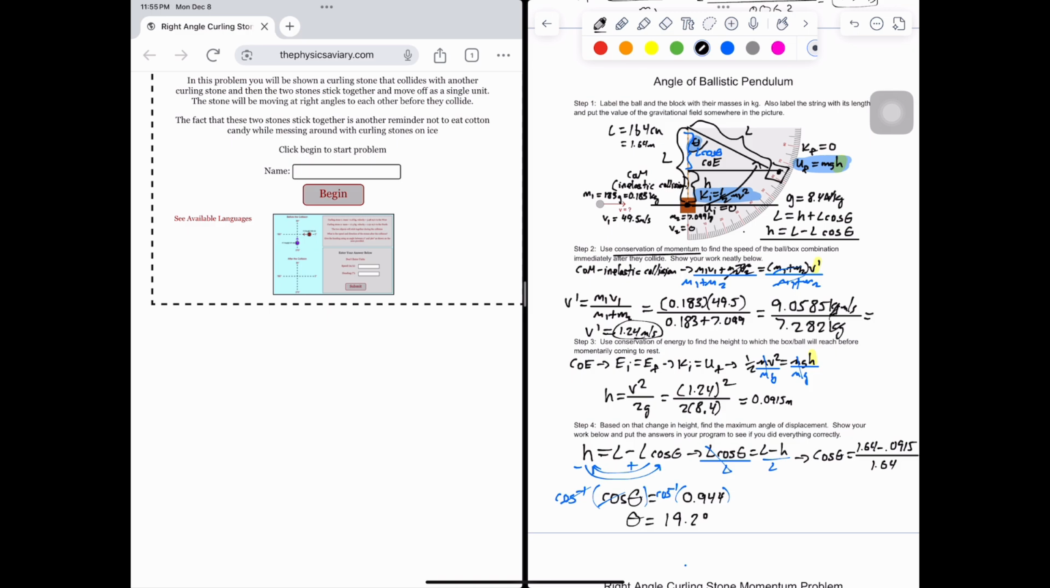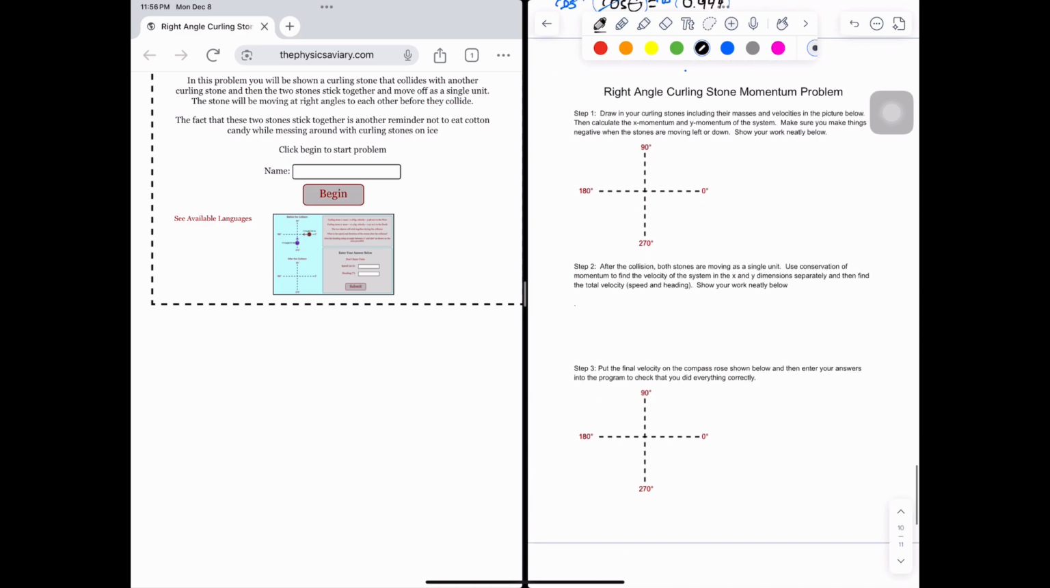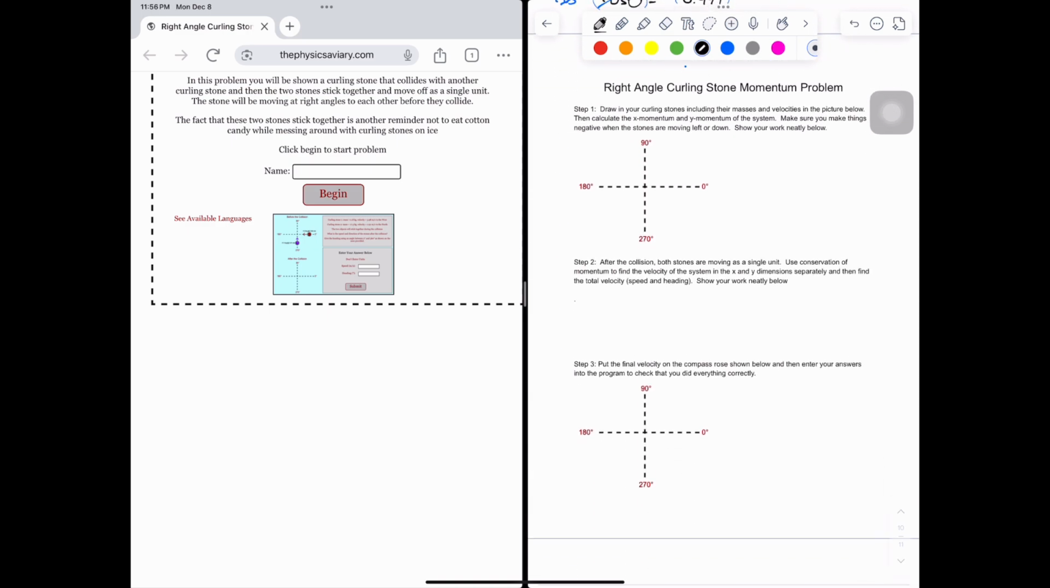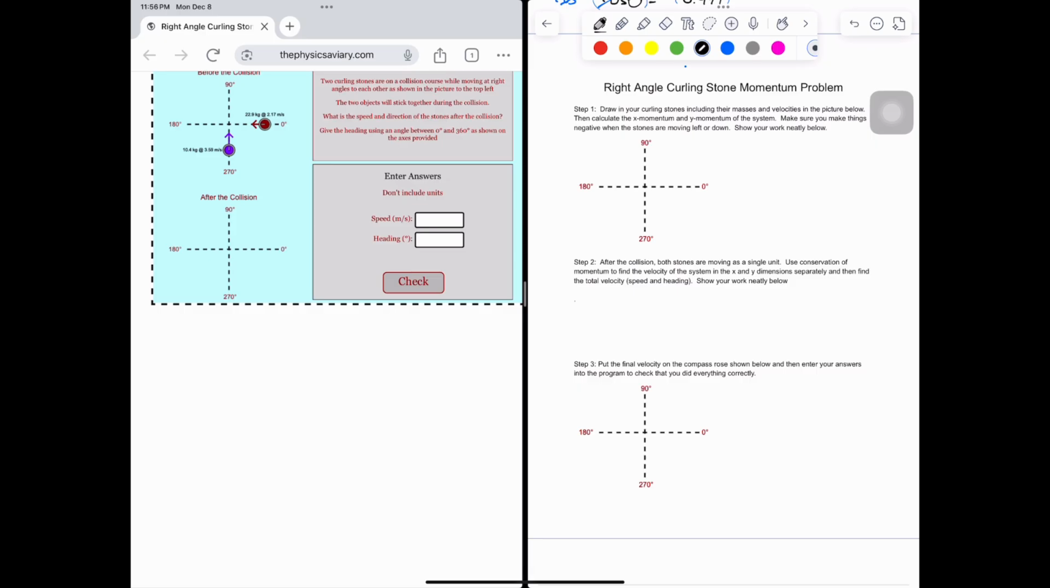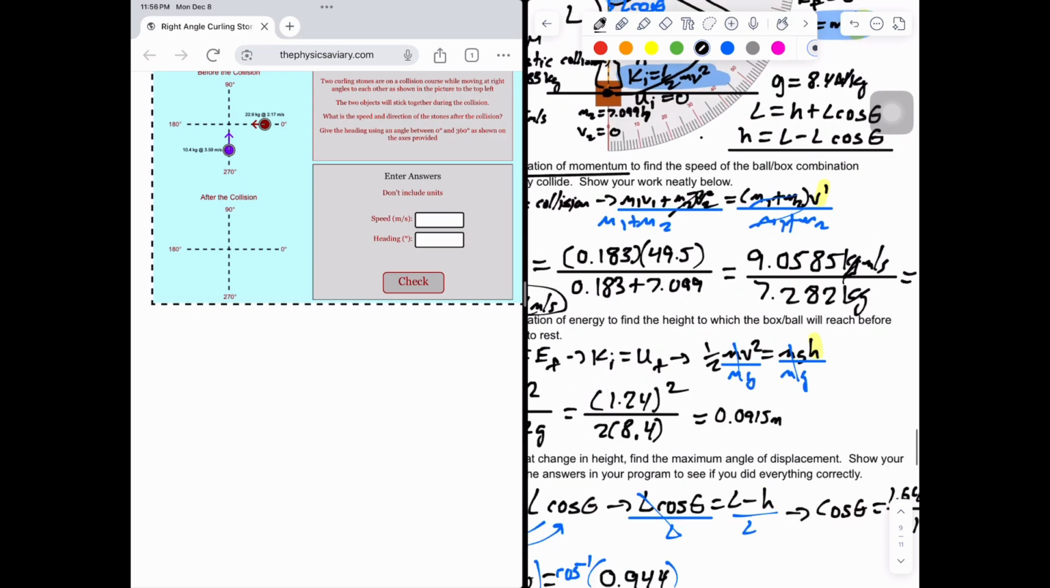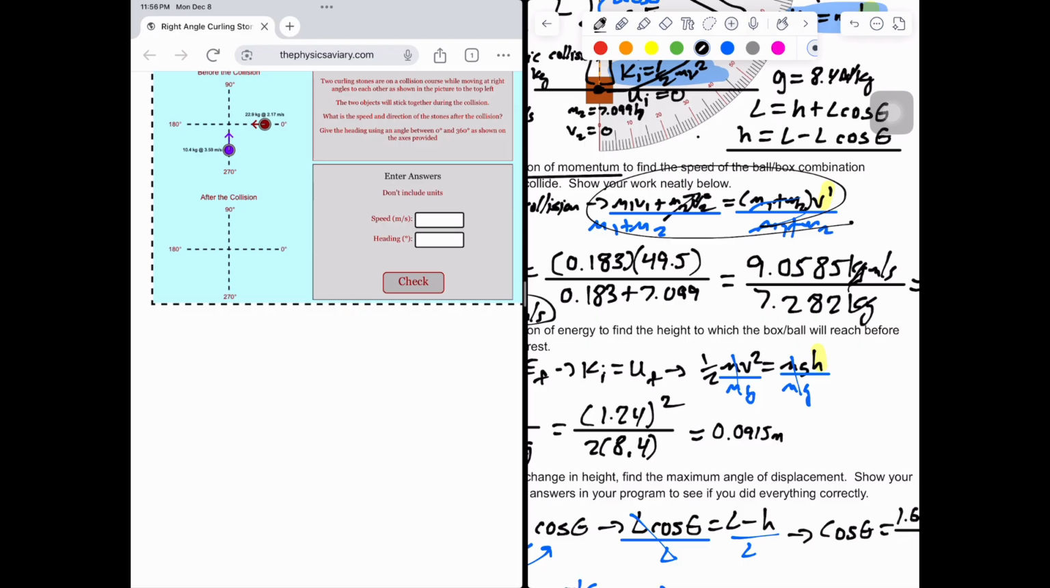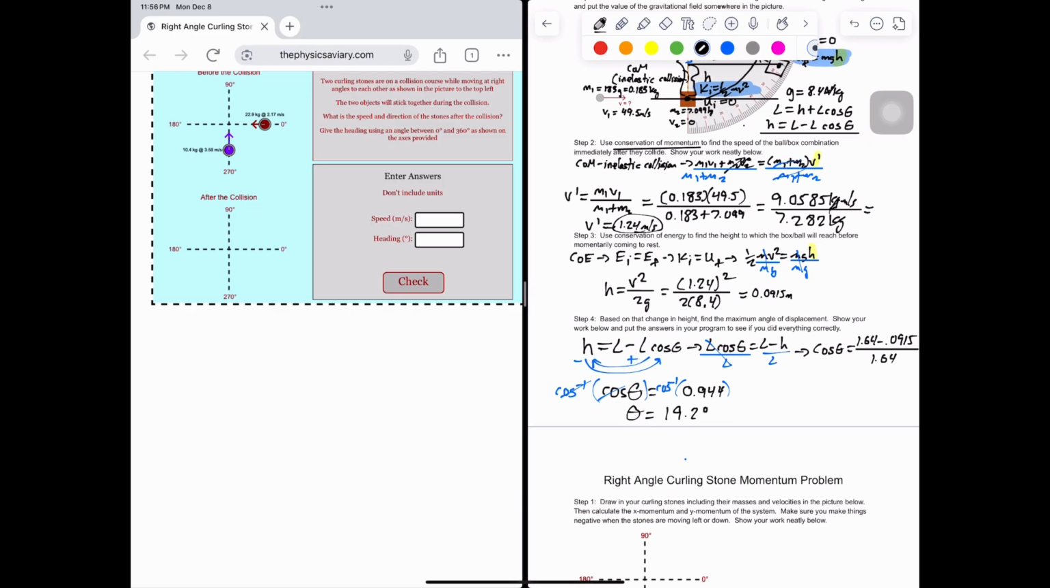Okay, on to question 10, our last and final question. Right angle curling stone problem. Well, what we're going to deal with in this one is momentum in multiple dimensions, in 2 dimensions specifically. Okay, and so all we have to do is account for an inelastic collision, just like we did before. This equation here, but we're going to apply that in the x direction for horizontal and the y direction for vertical. We're going to apply it simultaneously, but independently. Okay, I'll show you what I mean.